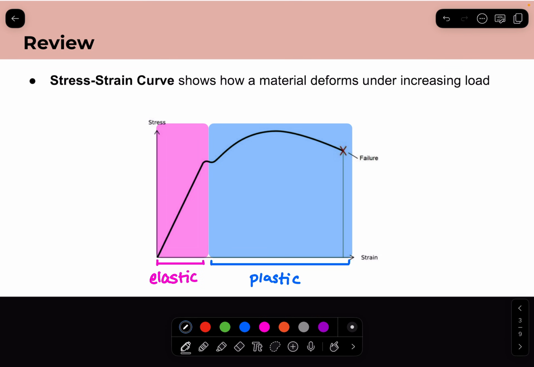Within the plastic region, there are also two key regions. The first, on the first half, is strain hardening. So as a specimen is plastically deformed, it actually gets stronger before it breaks, and so that's that region. At the end of the strain hardening region, the stress is at its peak, and this is referred to as the ultimate tensile strength. And then the latter half of the plastic region is necking.